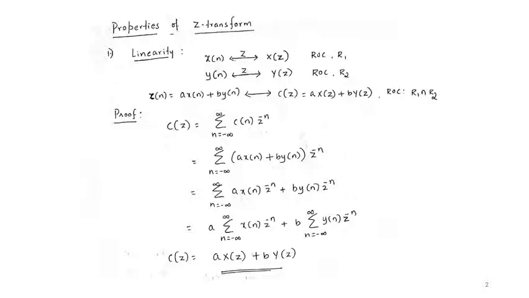Suppose I consider one example here. Suppose x of n is alpha to the power n u of n plus beta to the power n u of minus n minus 1. For that you'll get the answer as z by z minus alpha plus z by z minus beta, and one will have the ROC as magnitude of z greater than alpha, and the other will have the ROC as magnitude of z less than beta. If I combine them, I get the condition that the magnitude of z is greater than alpha and at the same time less than beta. So we get our ROC as a concentric ring.